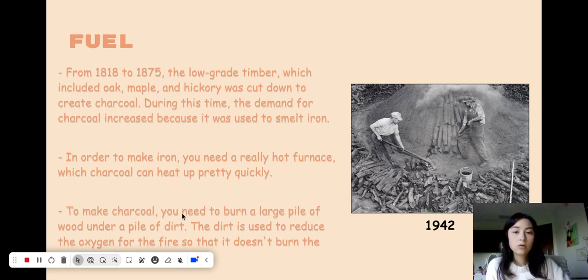So to make charcoal, they had to burn a large pile of wood under a pile of dirt. And the dirt would prevent the wood from burning. It would only char the wood. And they would put the charcoal in this little bucket over here.